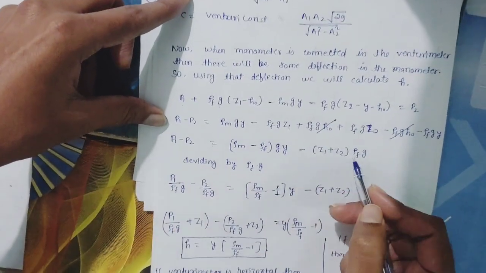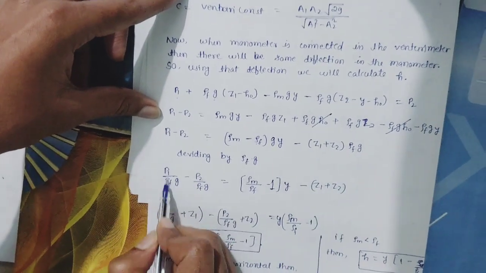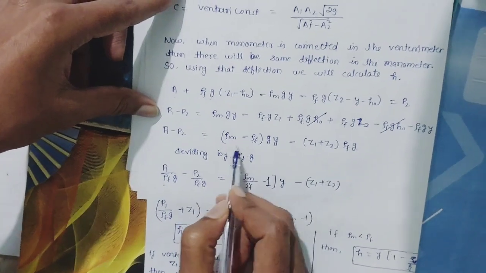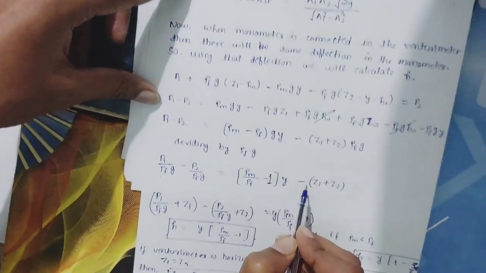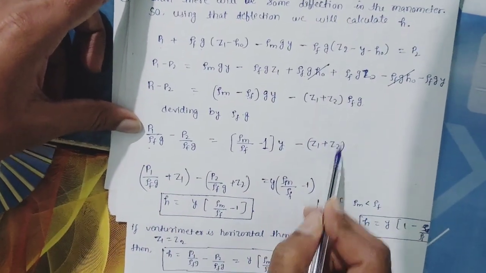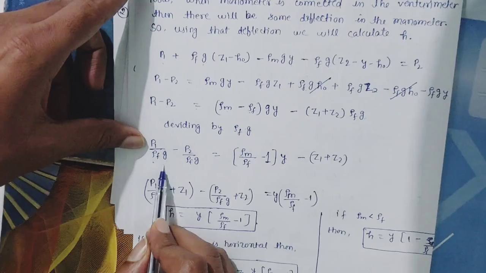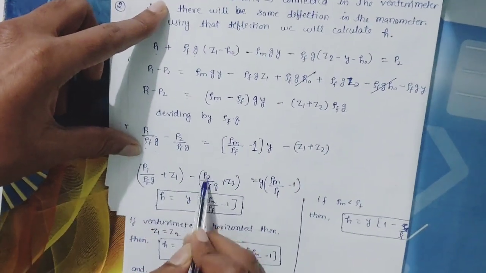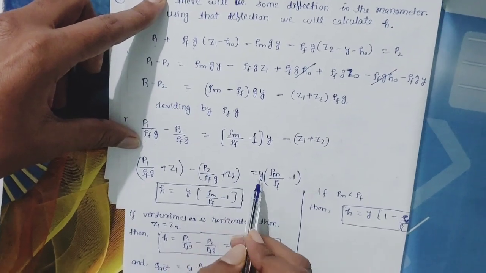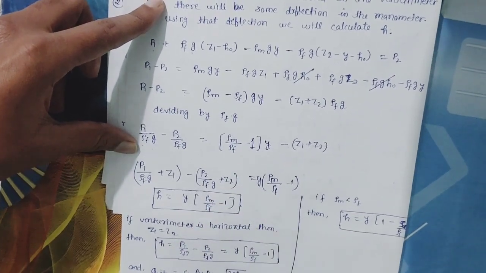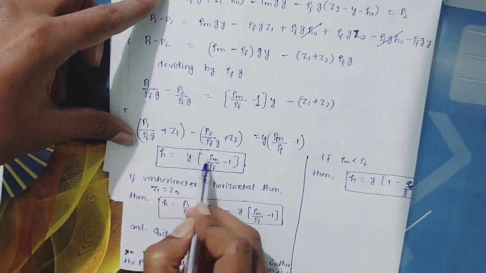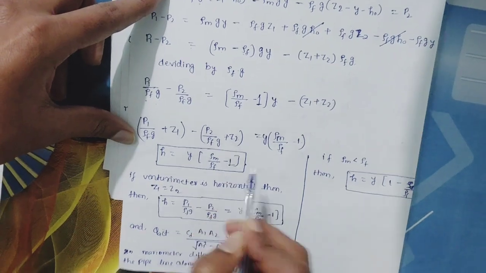So after dividing by rho f into g, we will get P1 upon rho f into g minus P2 upon rho f into g equals rho m divided by rho f minus 1 into Y minus bracket Z1 plus Z2. So by placing Z1 and Z2 to this side, P1 upon rho f into g plus Z1 minus P2 upon rho f into g plus Z2 equals Y into rho m upon rho f minus 1. So this is the piezometric head difference. So H will equal Y into rho m upon rho f minus 1.